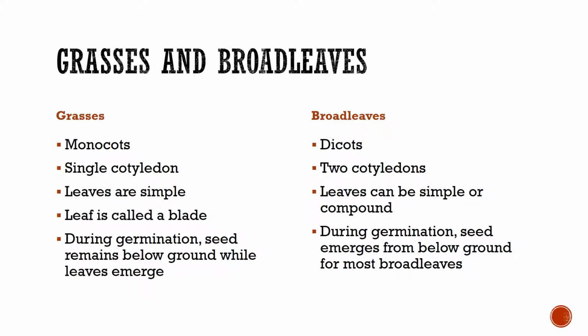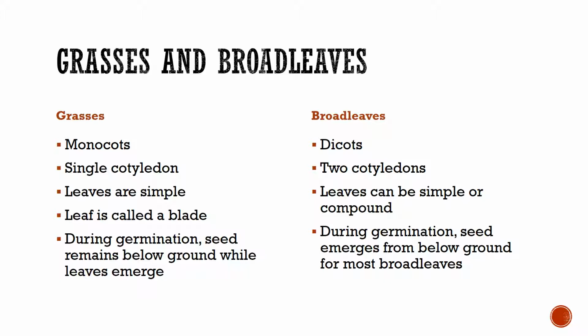So now let's look at grasses versus broadleaf weeds. Grasses and broadleafs are very similar in the way we classify plants. The way we classify field plants, grasses are monocots and broadleaves are dicots. So there's 1 cotyledon in grasses and 2 cotyledons in broadleaves. Grasses have simple leaves, and broadleaves can have simple leaves, or they can have compound leaves.